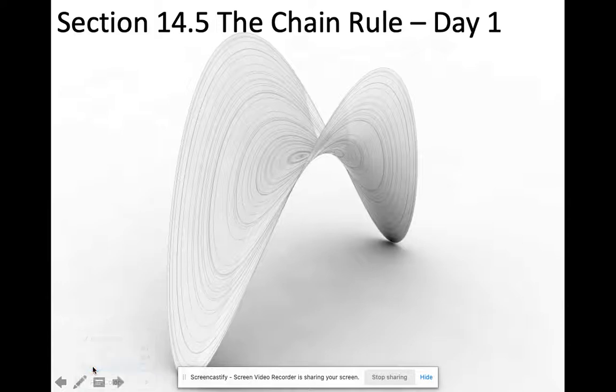Hey kids, time for the chain rule in multivariable. So I do want you to remember a little bit about the chain rule from Calc 1.